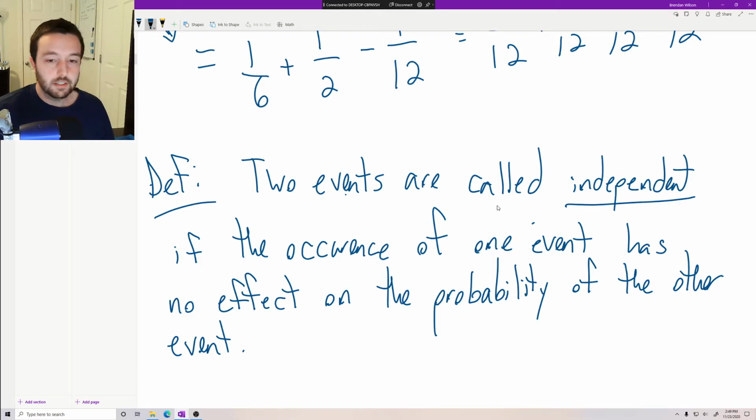Now, in this section, in this chapter, we're just going to be assuming things are independent. Because as it turns out, the formula for if things aren't independent needs what is called conditional probabilities, which we don't get into until 3.3. So we're not going to worry about that in this section. In this section, we're just going to be looking at things that are independent.